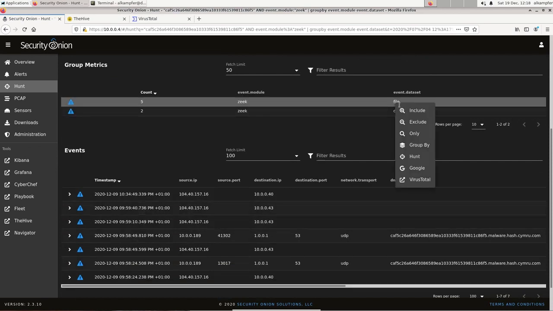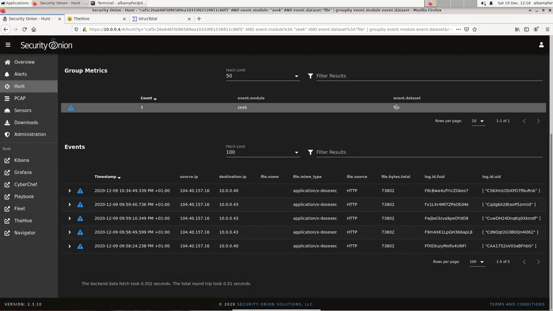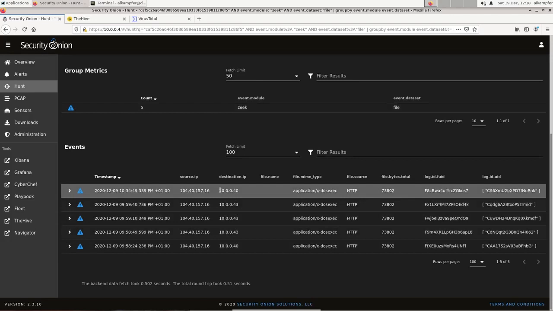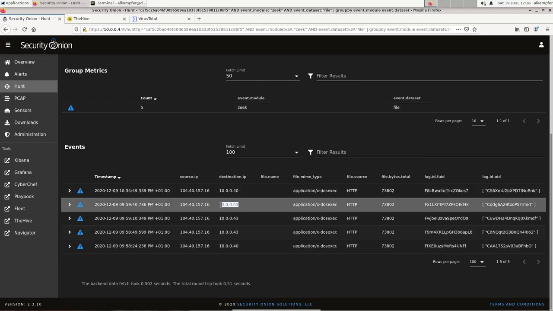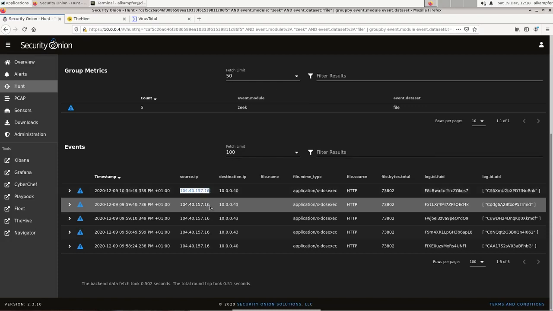I can also click the file and say I want to include only file. So I'm able to immediately look at a couple of local IPs. These are local addresses, and that's a remote address. So with a couple of clicks, I can immediately spot where the file came from, and that's the malicious IP, and which machines on my network actually downloaded the file.